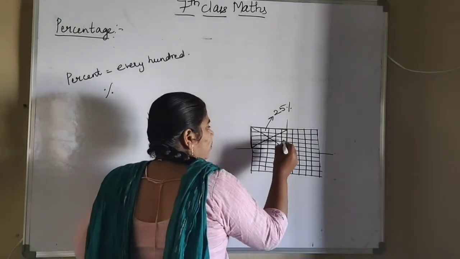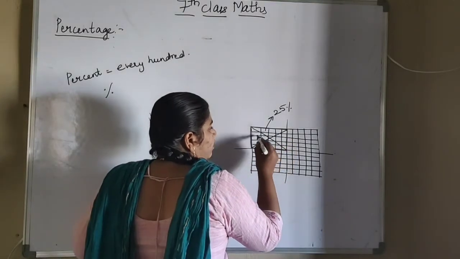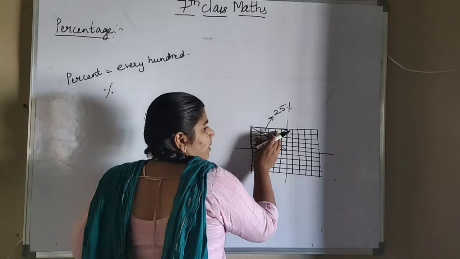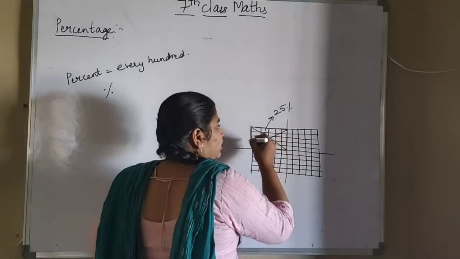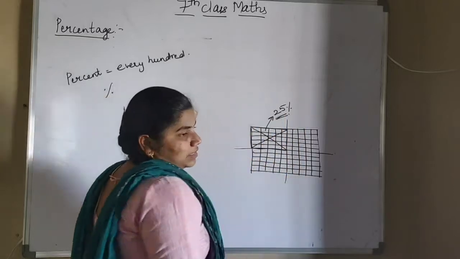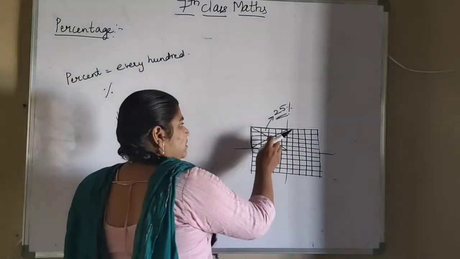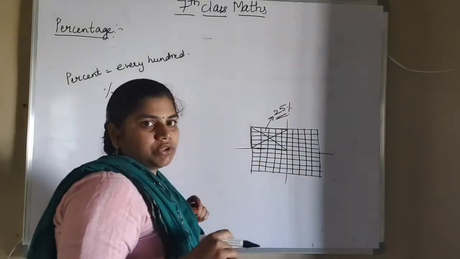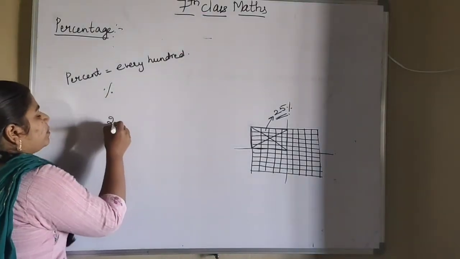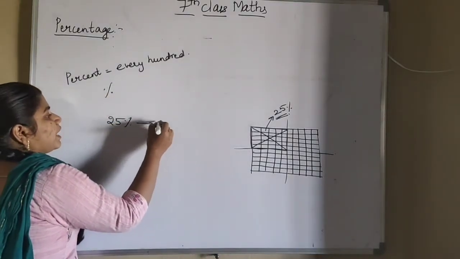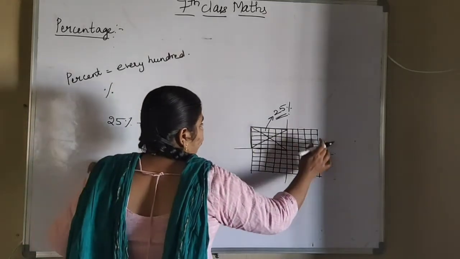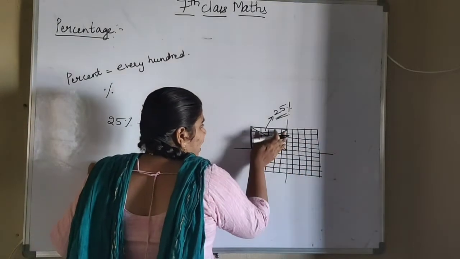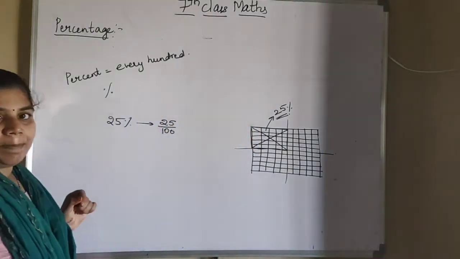That means in this, how many are there? In this, 25 bars are there. So this 25 part has been given to your friend. So that can be written in the form of 25%. 25 parts is nothing but 25% here. So how to write this 25%? 25% can be written in the form of 25 by 100. That means in total 100 bars I have taken only 25 parts.